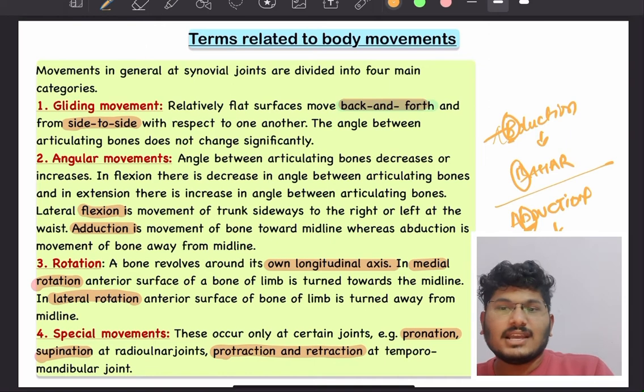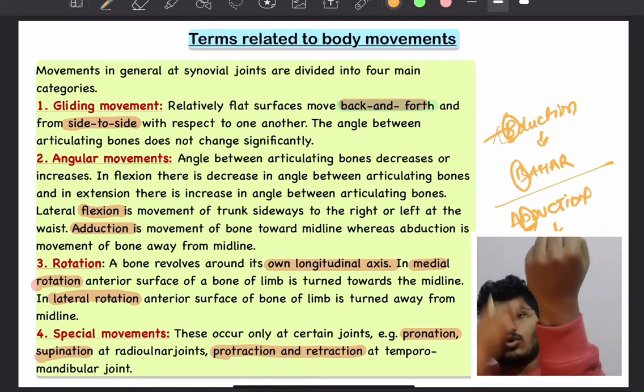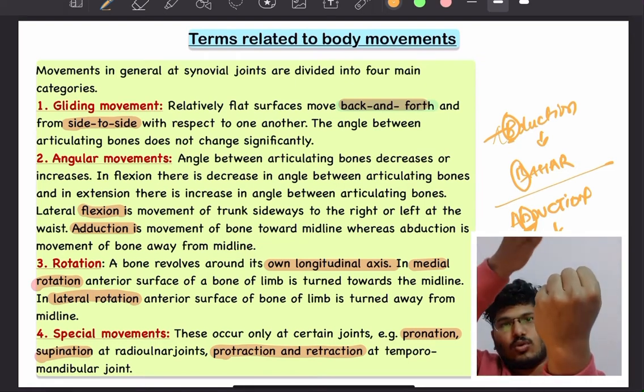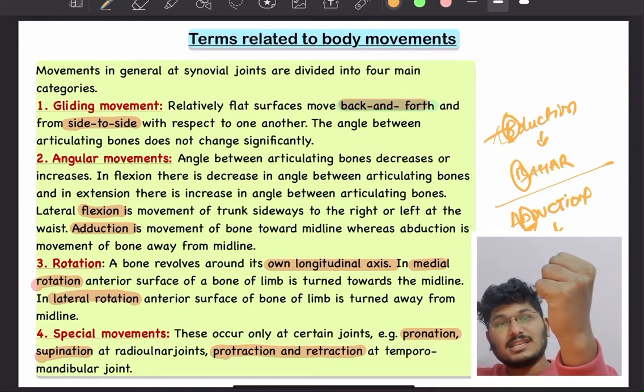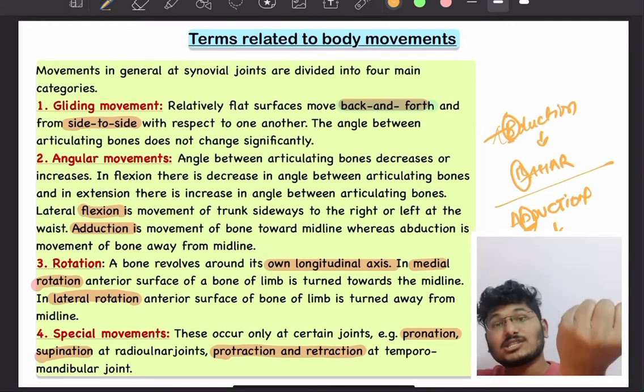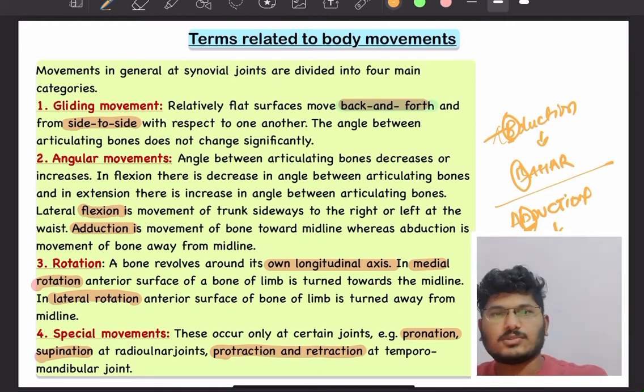So rotation is a movement in which the bone revolves around its own longitudinal axis. So if this is the bone, its own longitudinal axis is this one. If it is rotating along this axis, like this or like this, this is called rotation. So there are 2 types of rotations.